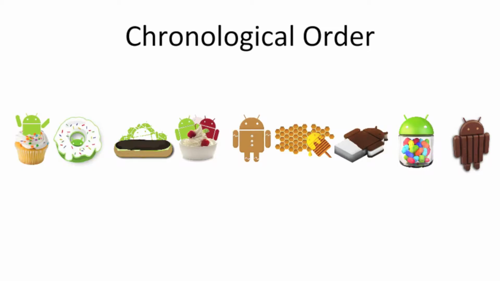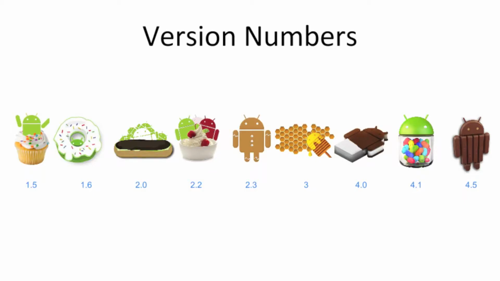Do you know what the version numbers were that go with each of those versions? I'll give you a starting point. Cupcake was version 1.5 and Kit Kat is version 4.5. So let's pause the video and see if you can assign the version numbers to each of those versions of Android. So let's reveal the correct answers. So Cupcake was version 1.5, Donut started at 1.6, and all the way up to Jelly Bean, which was 4.1, 4.2, 4.3, 4.4, and Kit Kat is 4.5.